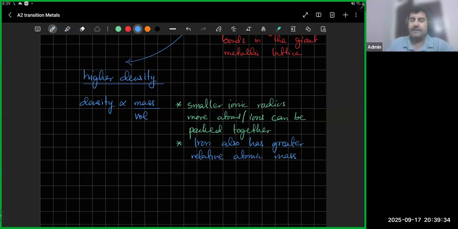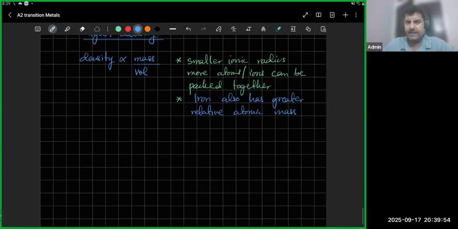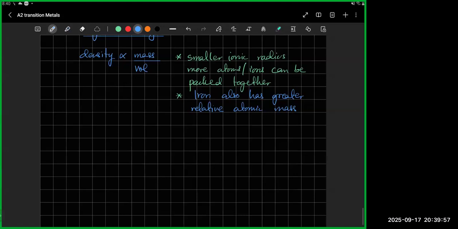So obviously the density is higher. You've got two contributing factors. More of them are packed together, and the atom also has a bigger mass as well. So that's why they have higher density. Is this clear, Isaac? Ibrahim, is this clear? Yes.